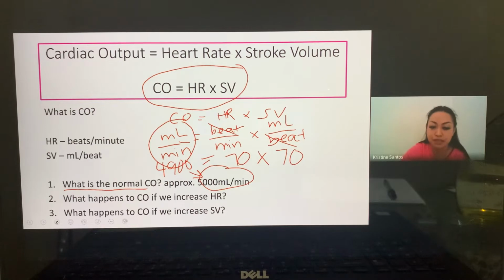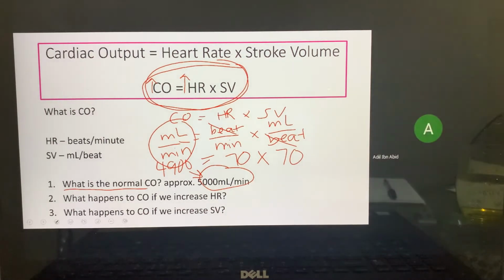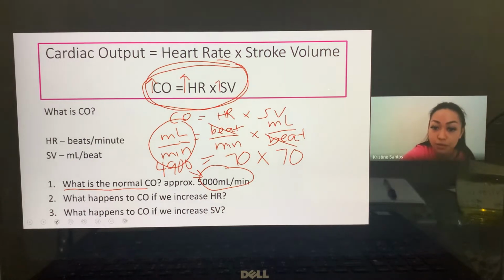So using this equation, just think about this logically: what would happen to our cardiac output if we increase our heart rate? It will increase. Yes, it will increase, because from this equation, heart rate is directly proportional to cardiac output. So if we increase our heart rate, we will increase our cardiac output. The third question: what will happen to cardiac output if we increase our stroke volume? It will increase as well, because stroke volume is directly proportional to cardiac output.